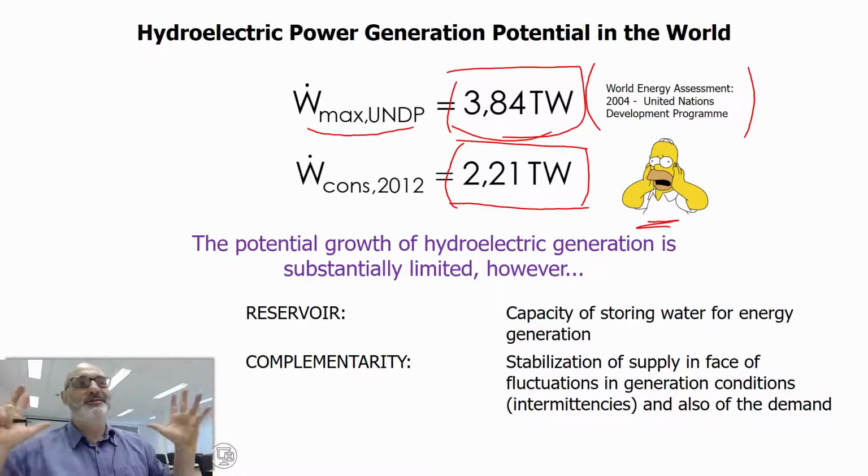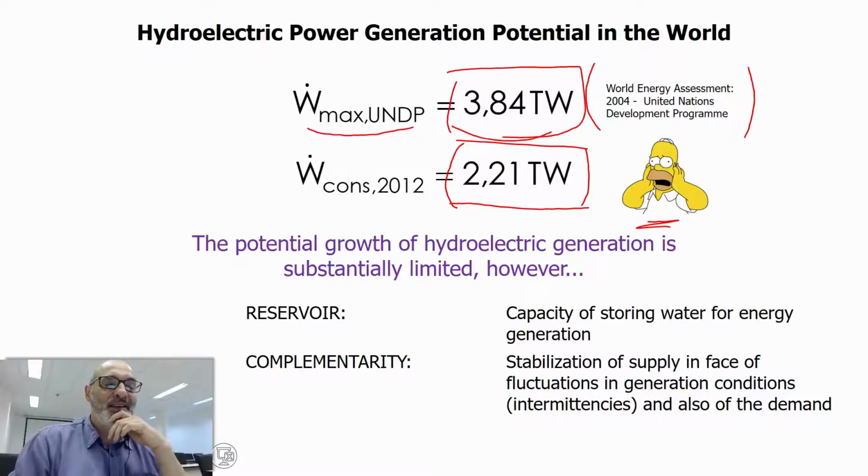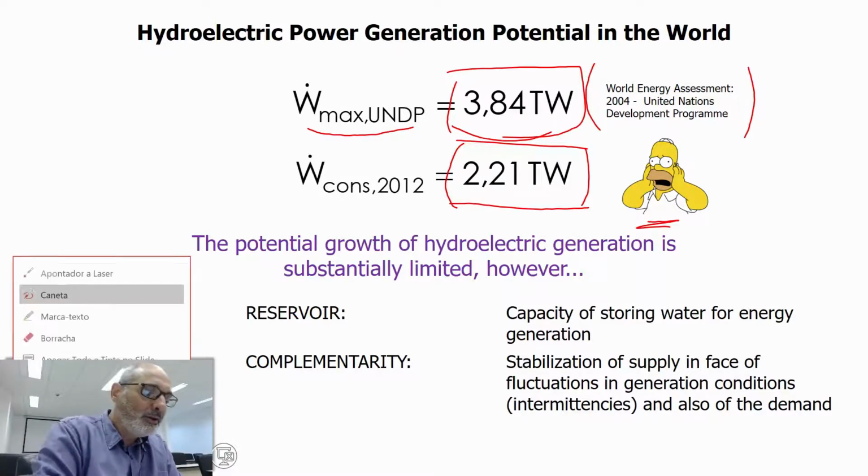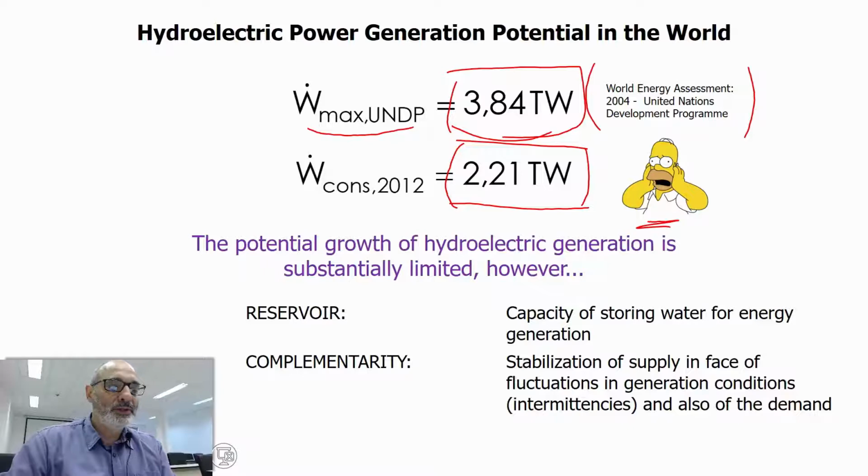That's why Homer Simpson is very concerned here, because we don't have room for growth, and it's a pity, because as I mentioned in the beginning, it's very cheap, it's renewable, its life cycle is very long. So it would be fantastic if this number was something like 30 or 100 terawatts. But that's not the case. So in conclusion, the potential growth of hydroelectric generation is very limited.